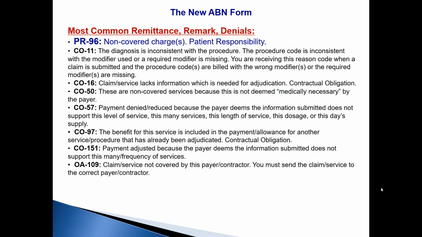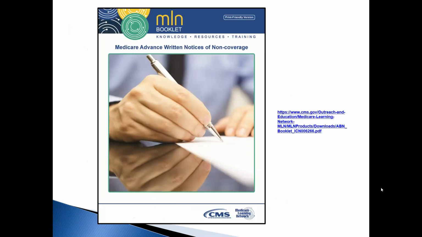Now, if you get that, it's okay. You can resubmit the claim. It's okay. Sometimes mistakes happen, but the goal is to get a PR96 remark so you could have the patient pay you, and that's the compliant way to do it. If you'd like to learn a little bit more about the ABN form, this is where I get some of my information from the Medicare Learning Network.